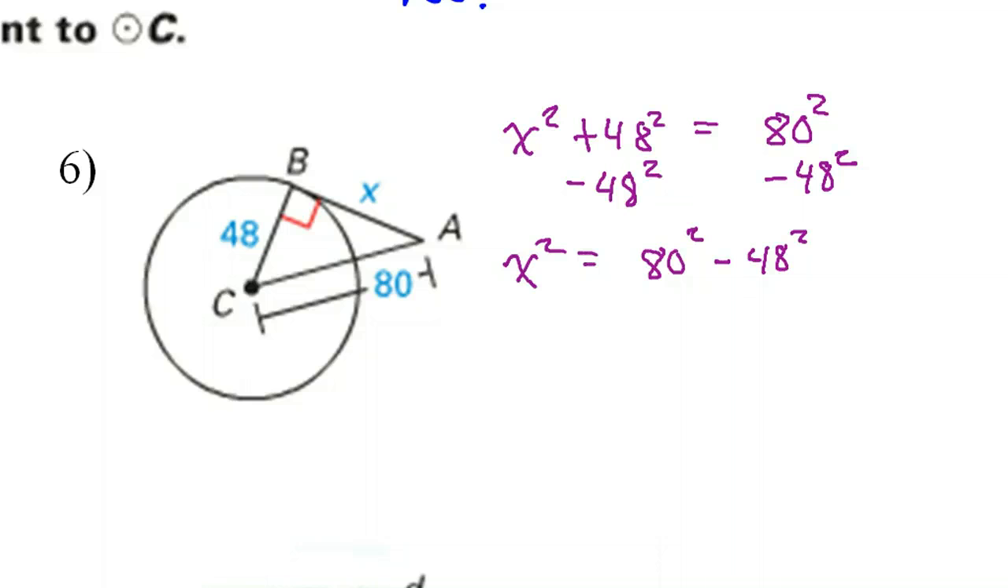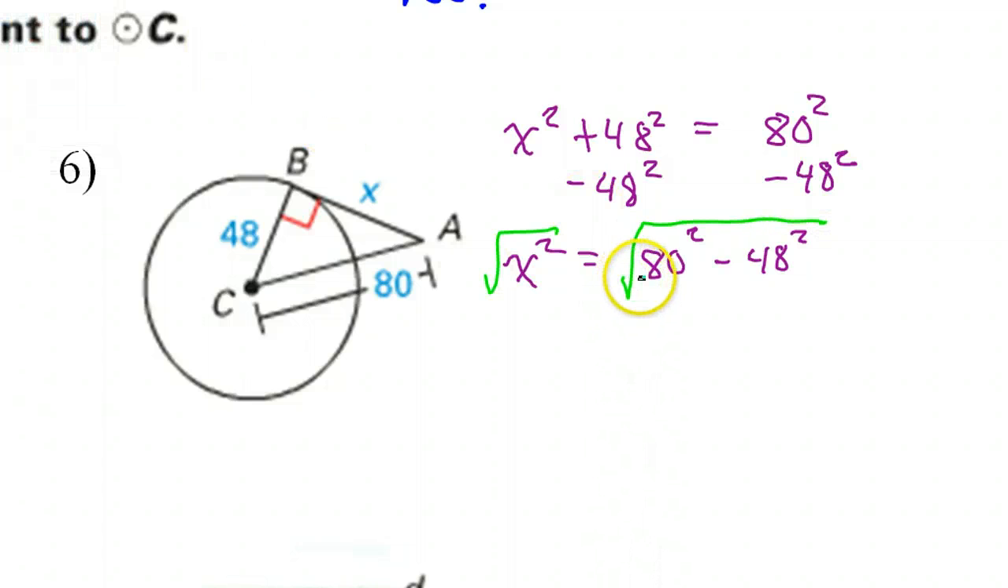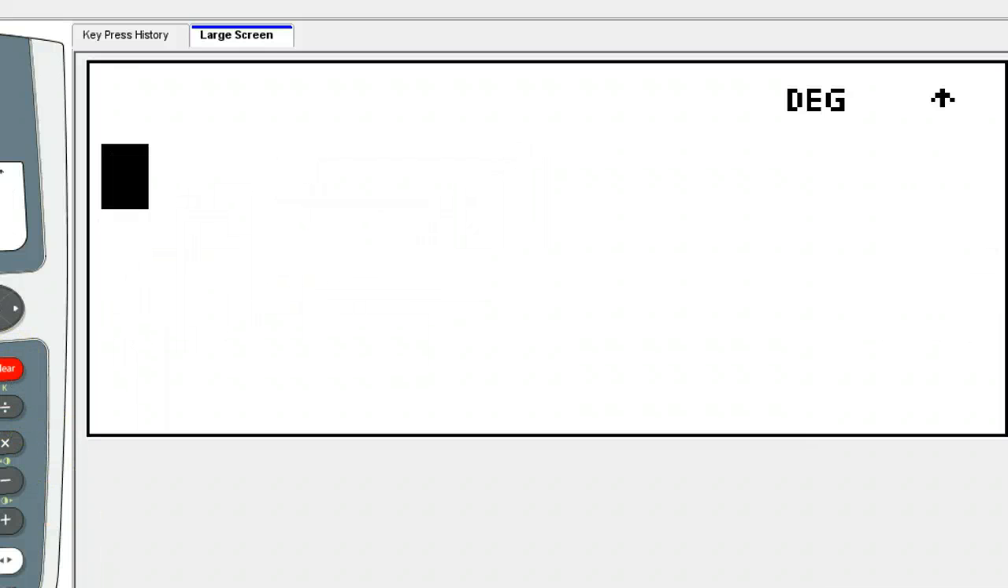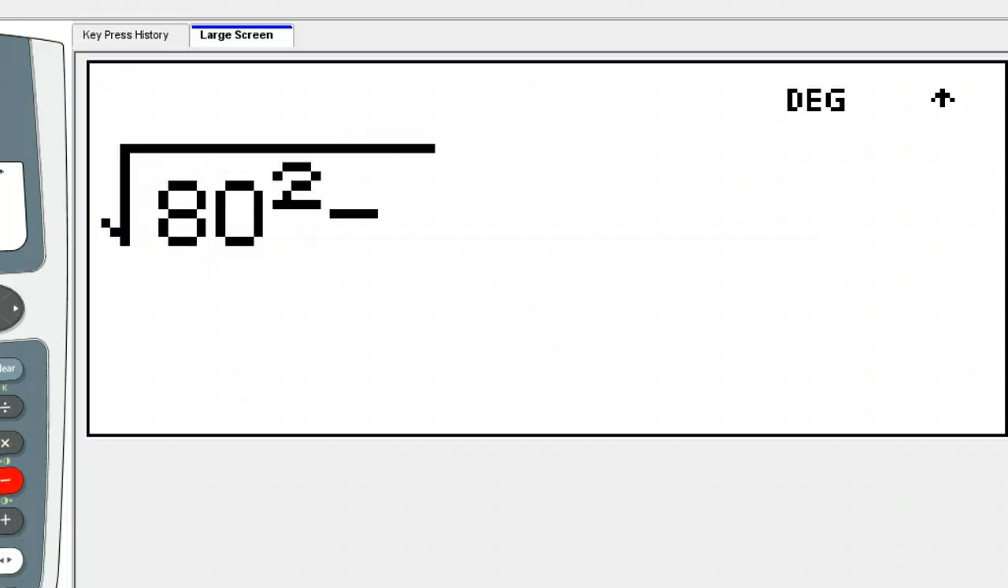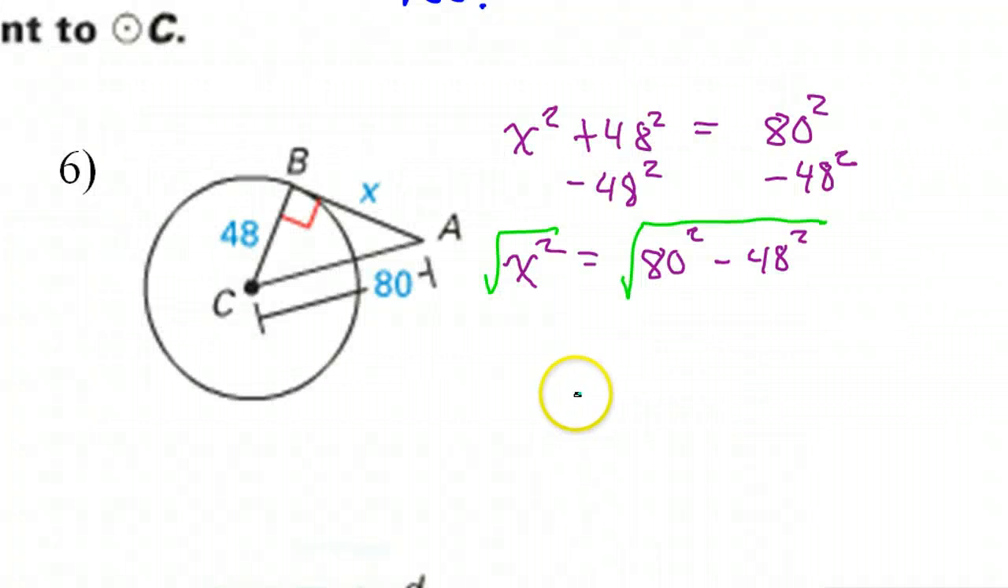And then I know if I want to get x by itself, I'm going to have to take the square root of both sides. And what I'll do is I'll just put this entire thing in my calculator. Square root of 80 squared minus 48 squared. And oh look, I get 64. So that tells me that x is equal to 64.